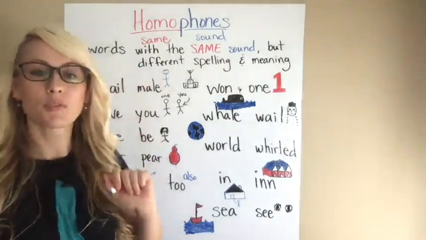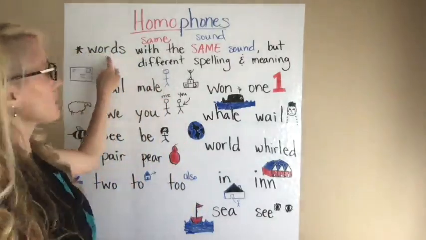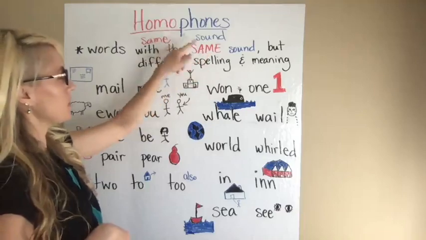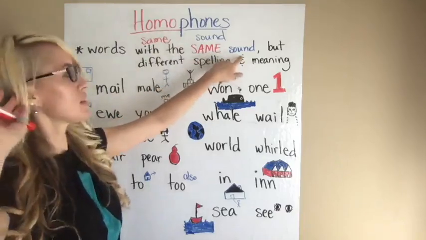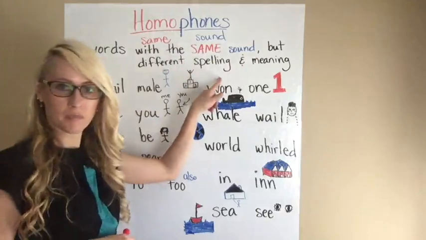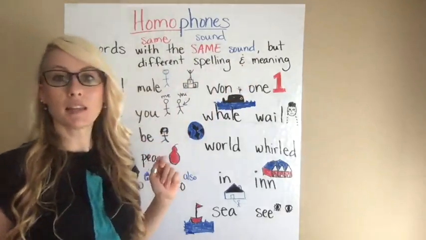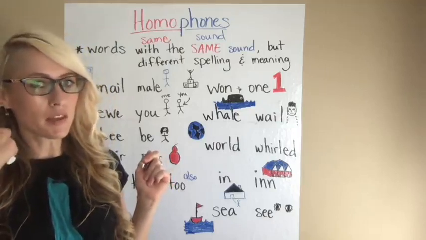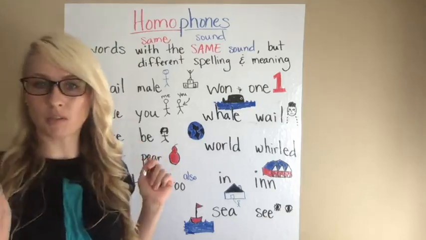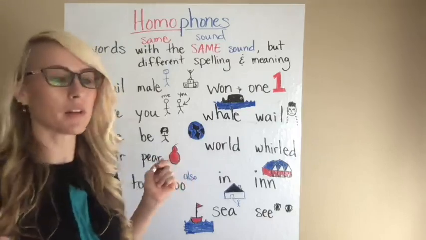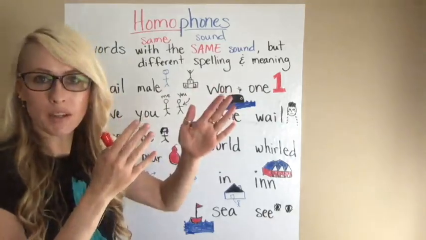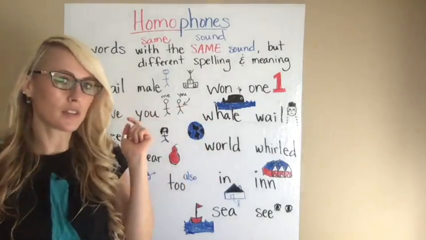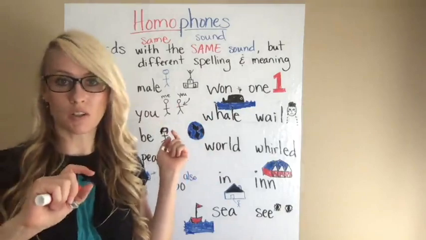So homophones are words, and you're going to read with me, okay? Words with the same sound, but they have different spelling and they have a different meaning. These words can be confusing to us because we hear the same thing, but it could be a different word. So sometimes when we hear people talk, we might think they're talking about one thing and really they're talking about something else because the words sound the same. So what you have to do is use the context to know which word they're using, okay?